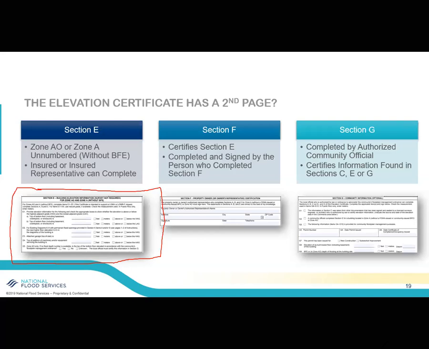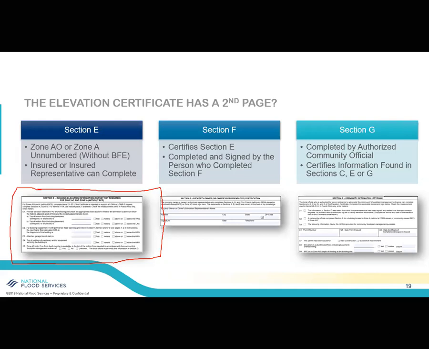And whoever completes Section E gets to put some information in Section F. So the NFIP wants to know who completed Section E and what their address is. They need to sign it, date it, and place their telephone number, so if there are any questions, they can be contacted. I don't see those particular zones a lot, but it does happen, and only in those particular sections can they go ahead and complete those.